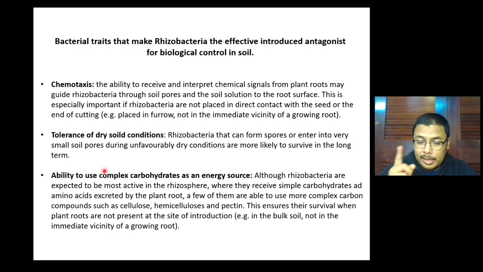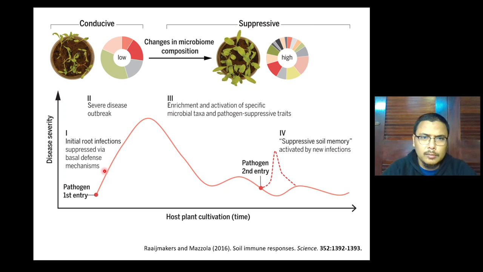So again, this is one of the characteristics that we can use when introducing rhizobacteria. If there are no roots, how can they survive? So a good introduced antagonist needs the ability to use complex carbohydrates. You can refer to and read this paper by Reichmakers and Mazzola, published in Science in 2016. Try to understand this figure and then read the paper. I will put it in the Spectrum, and we will discuss this in class.